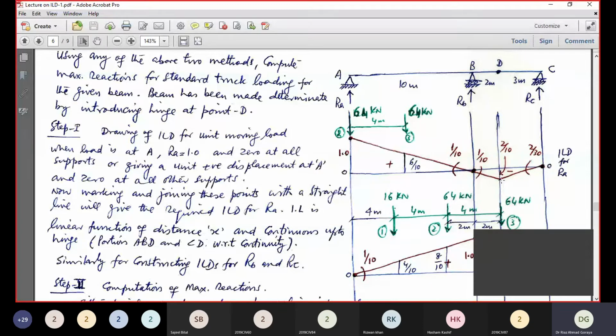Do you understand now or not? Because this line cannot be disconnected anywhere. It will not happen that the line goes upward. So now marking and joining these points with a straight line gives the required ILD for RA. The influence line is a linear function of distance x and continuous up to the hinge, in portions ABD and CD with respect to continuity.